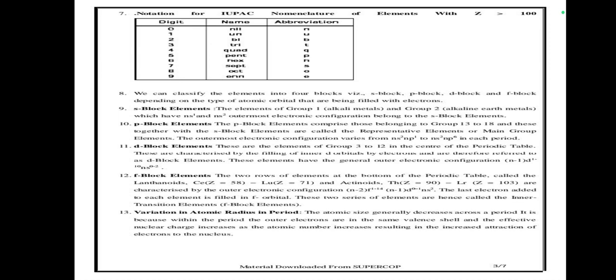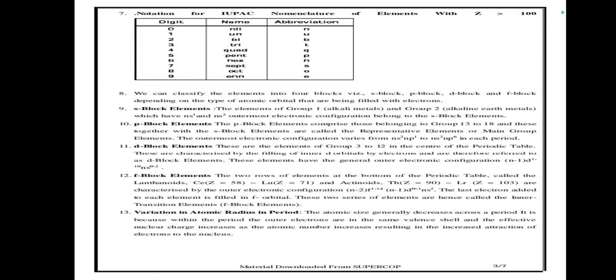The p-block elements comprise those belonging to group 13 to group 18, and these together with the s-block elements are called representative elements or main group elements. The outermost electronic configuration varies from ns2 np1 to ns2 np6 in each period.